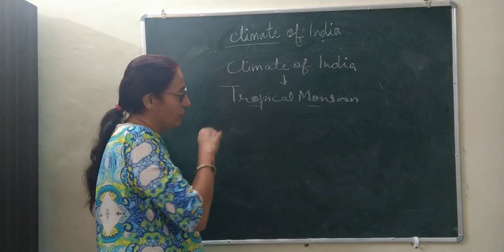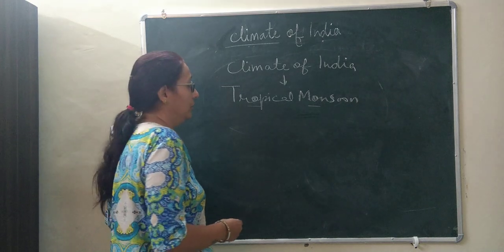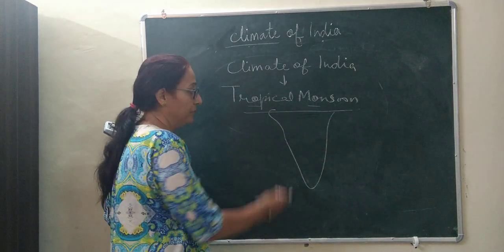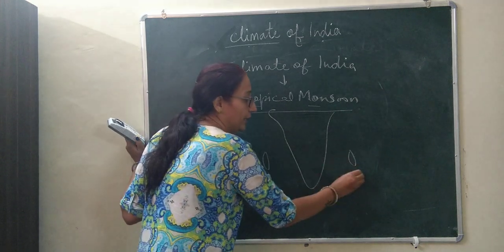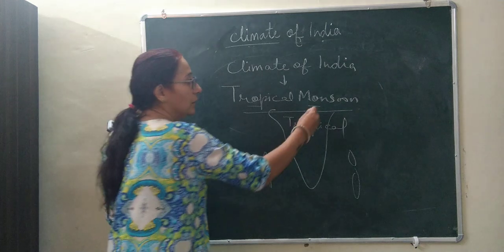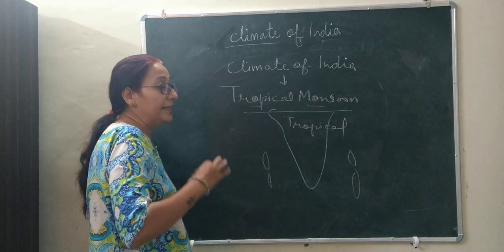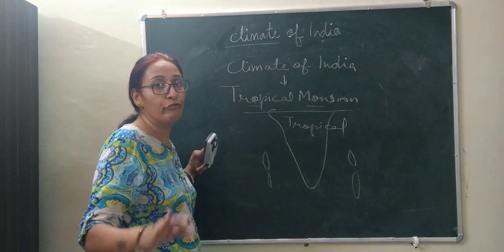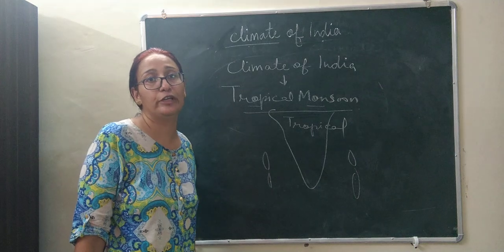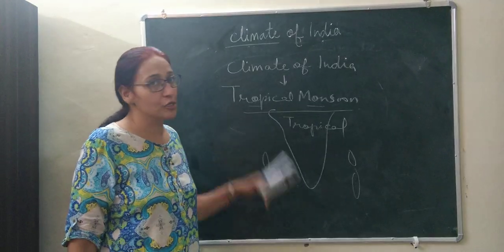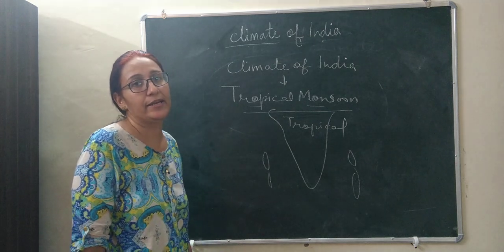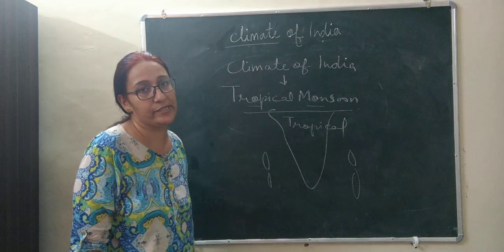What does tropical mean? Why have I written tropical here? You have to learn with the help of this rough sketch. Most part of India, meaning the southern part including Lakshadweep and Andaman Nicobar Islands, lies in the tropical belt. And the monsoon term here means that India is totally influenced by two monsoon winds. During summer, southwest monsoon winds blow, and during winter, northeast monsoon winds blow. So that's why India experiences tropical monsoon type of climate due to two reasons. Most part of India lies in the tropical belt, and second, India is influenced by two monsoon winds.